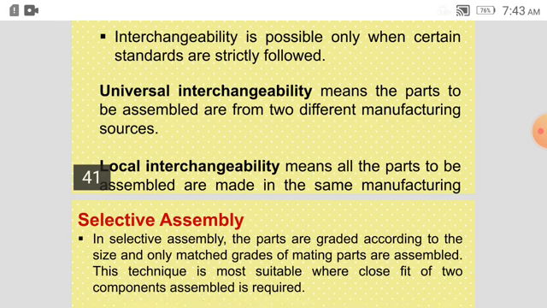Local interchangeability means all the parts assembled are made in the same manufacturing unit. So this is universal interchangeability and local interchangeability. Local means within the manufacturing unit at the same location, and universal is at different locations. Nowadays we have universal interchangeability. Anything produced at one location will get assembled with the part produced at some different location.